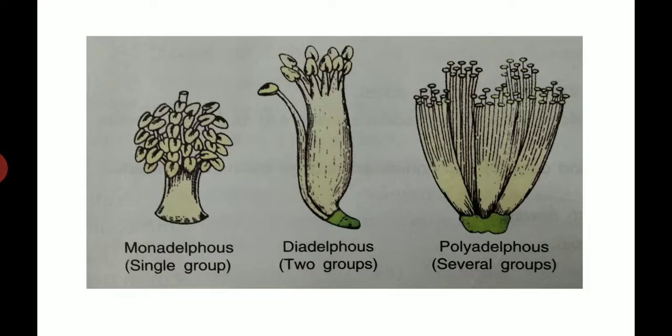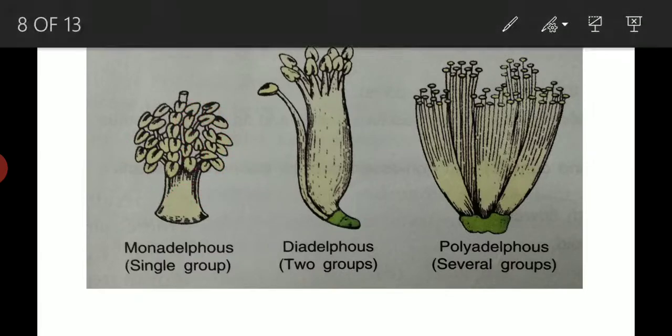Again, these stamens may be free. For example, in case of petunia, the stamens are free. Okay, or they may be joined. They may be united. Now there are 3 types of stamens when they are united. First one is monadelphous. When the stamens are united in one group, they only have one common filament and they are united in one group. Example is China rose.